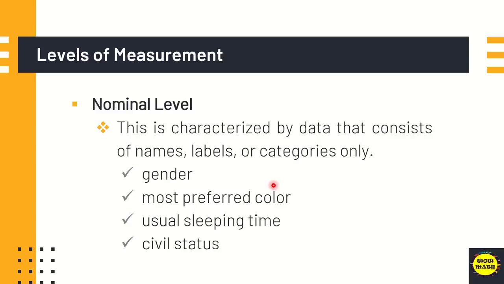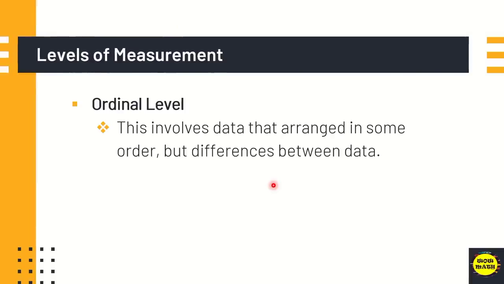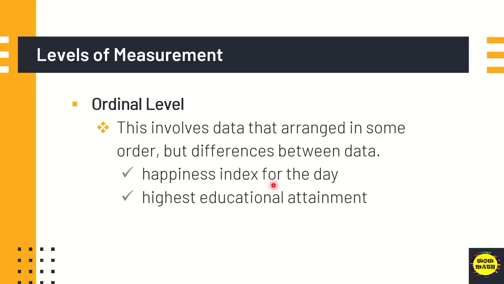Okay, another is the ordinal level. When we say ordinal level, this involves data that is arranged in some order, but differences between data are not meaningful. From the word order, for example, the happiness index for the day on a rating of 1 to 10. What is your happiness index for a particular day? Another is highest educational attainment. So, it could be up to a college degree, or only high school, or only elementary.